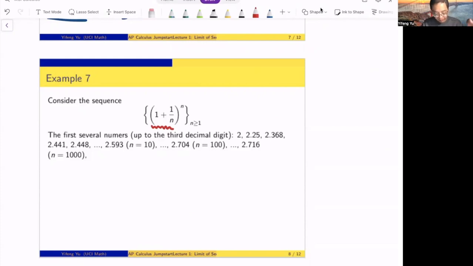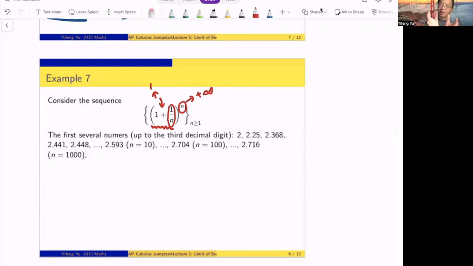So here, when you look at the base, which is 1 plus 1 over n, we know this 1 over n part is just the harmonic sequence. And as we said before, this will just go to 0 when n gets very large. So the base will be like 1. However, the power n gets larger and larger and goes to infinity, so it's not very clear what will eventually happen.